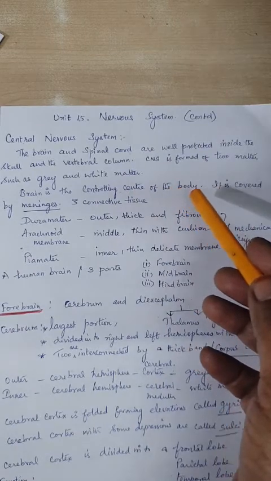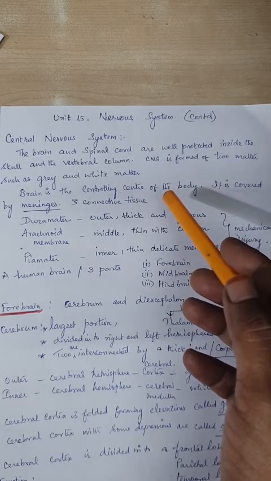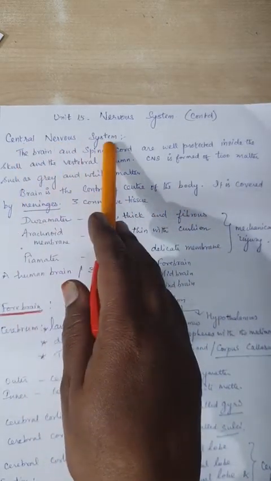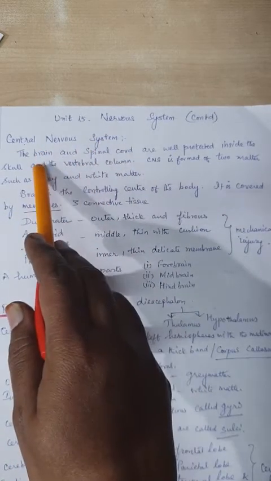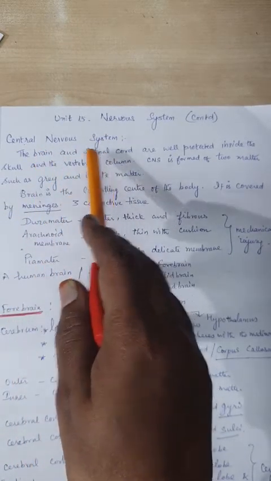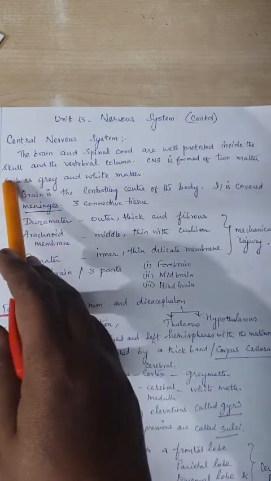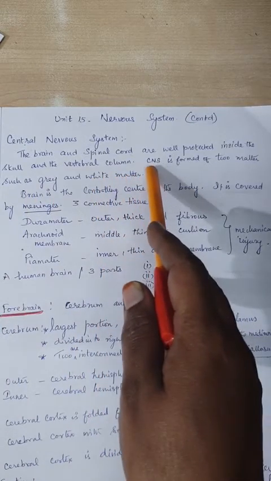In the last class, we have seen the structure of neuron and different types of neuron, and today we are going to see the central nervous system. The central nervous system includes the brain and spinal cord. Actually, the brain and spinal cord are well protected inside the skull and the vertebral column. In short form, we can say CNS.